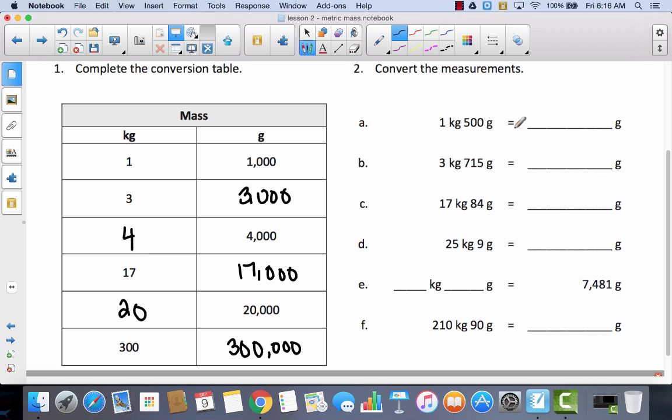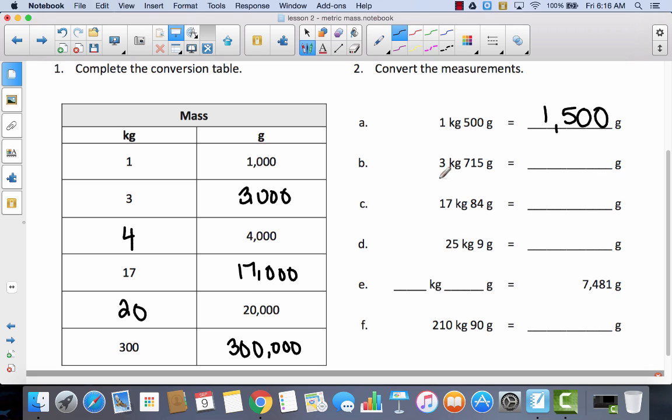All right, so we're going to need that information whenever we get ready to do number 2, where we're going to convert the measurements. So 1 kilogram and 500 grams, we're trying to turn it into all grams. If 1 kilogram is equal to 1,000 grams, then 1 kilogram and 500 grams is equal to 1,500 grams. Again, you should have had some practice with this in the Zern lesson. All right, let's do one more together.